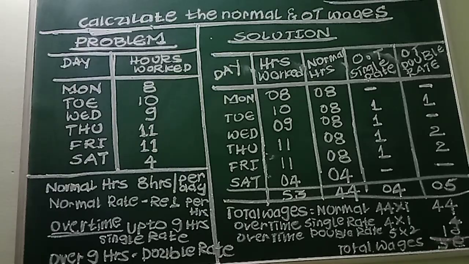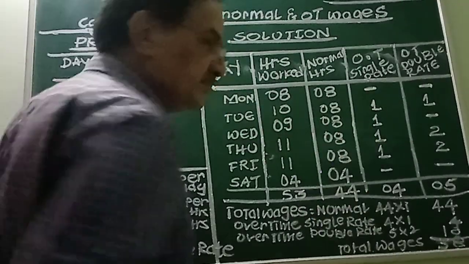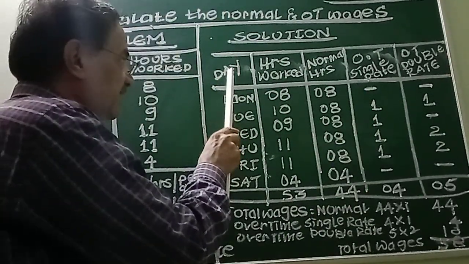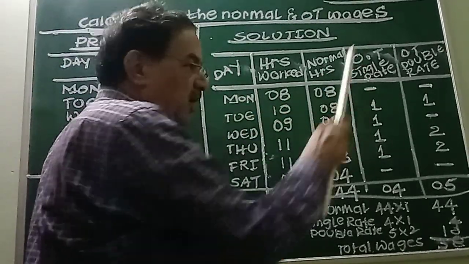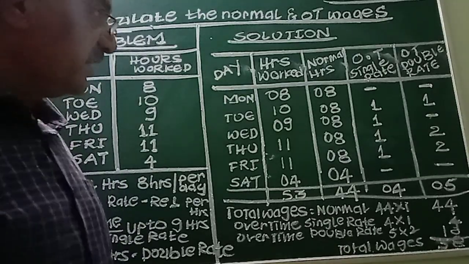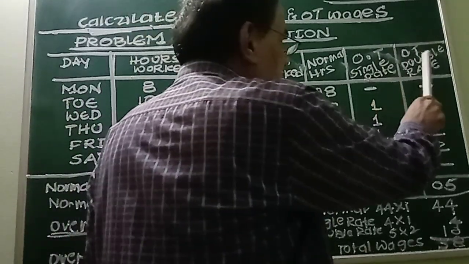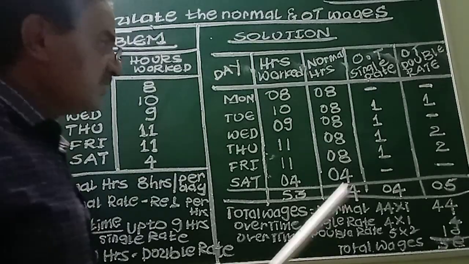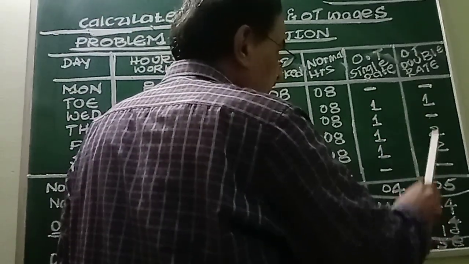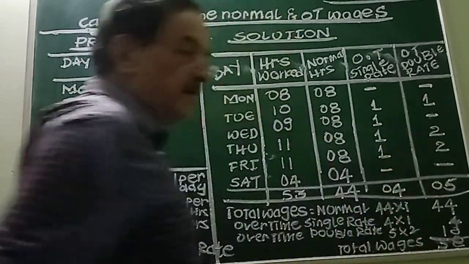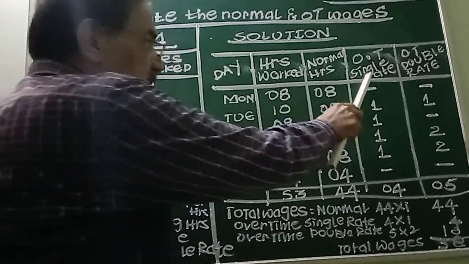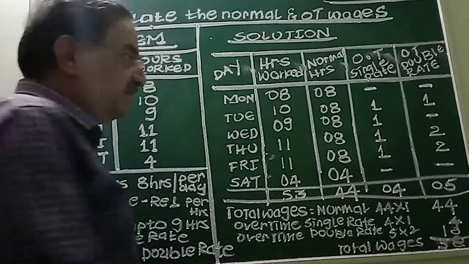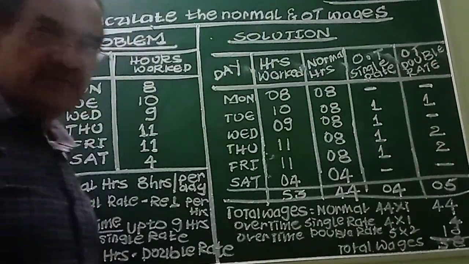For that purpose, we have to prepare one table. This table goes like this: Day, hours worked, normal hours, OT, how many hours he is entitled to get at a single rate, and overtime double rate, how many hours. Please understand, this column will be filled only when he exceeds 9 hours per day. 8 hours is the normal. Up to 9 hours, he will be included here. If he exceeds 9 hours, he is entitled to get the double payment.